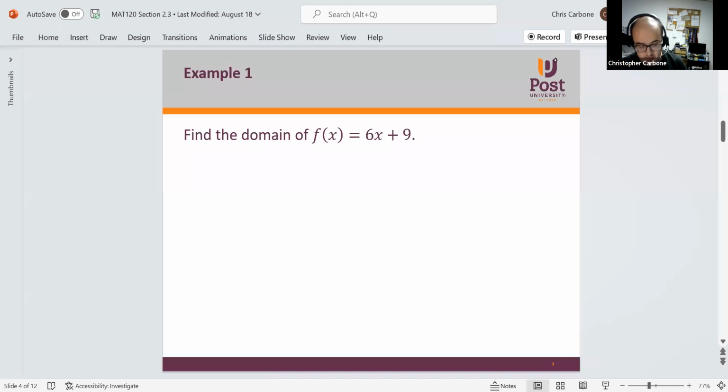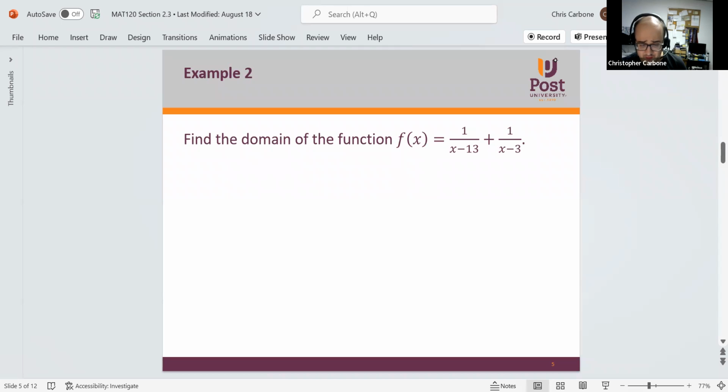So for example, the domain of f of x is equal to 6x plus 9. This is just a straight line, right? We could graph it and whatnot. Nothing is stopping us from having a particular value, such as dividing by 0 or anything like that. So the domain here is going to be all real numbers: negative infinity to positive infinity, surrounded by those parentheses.